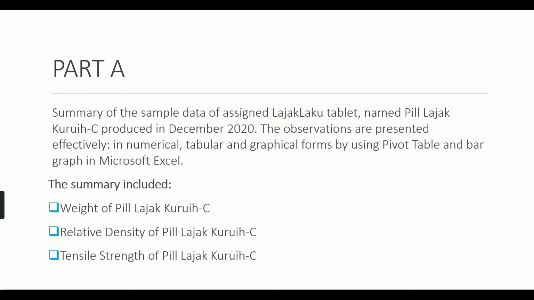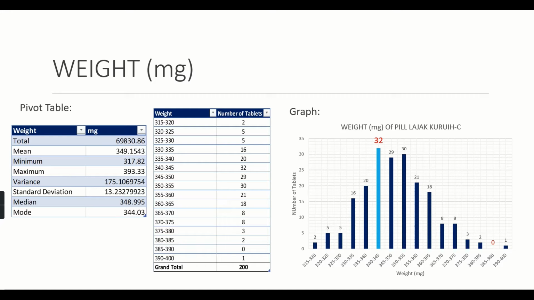So for part A, we did a summary of the sample data of the 5 LajakLaku tablets, which is PILL LAJAK KURUIH-C produced in December 2020. The observations are presented respectively in numerical, tabular, and graphical form by using pivot table and bar graphs in Microsoft Excel. The summary included weight of PILL LAJAK KURUIH-C, relative density and tensile strength of PILL LAJAK KURUIH-C. For the weight, we use pivot table to have the summary done.